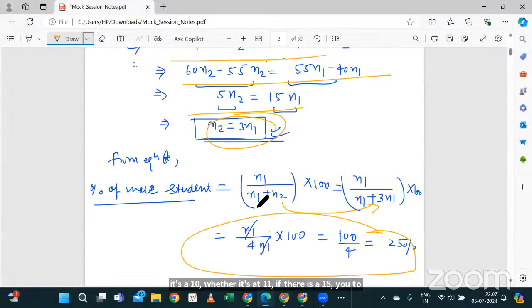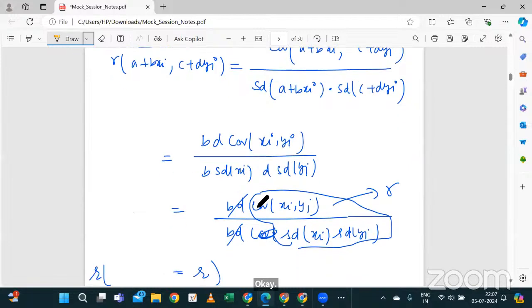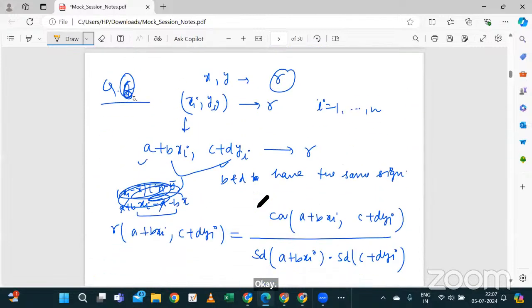Okay, so n-1 is only for standard deviation, right? Correct. Yeah. So someone was asking about question number 6. So question number 6, there is something.